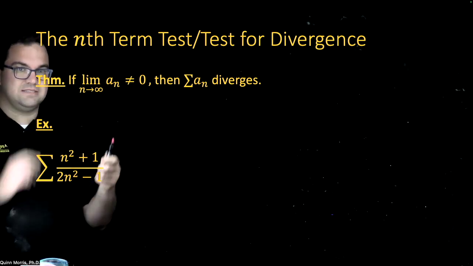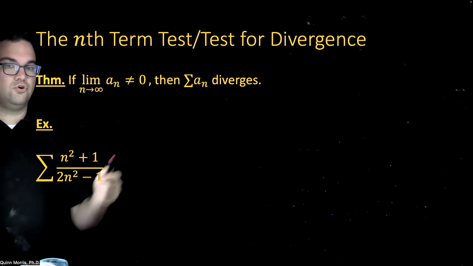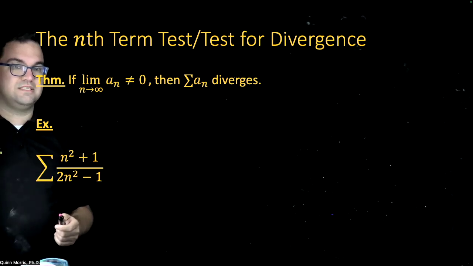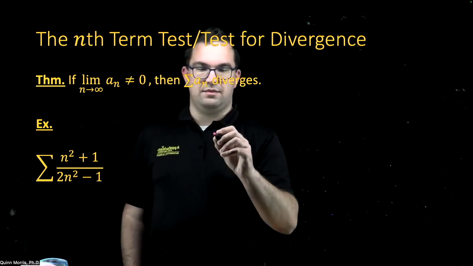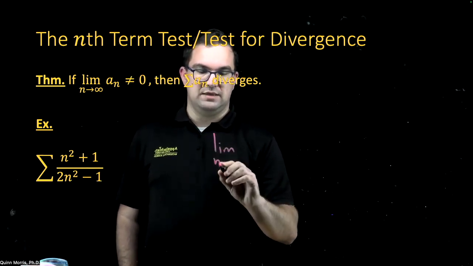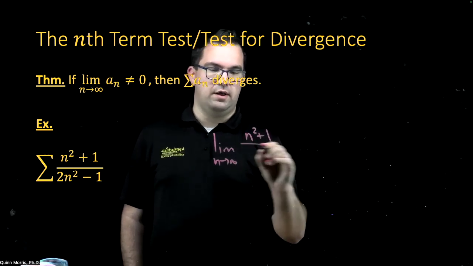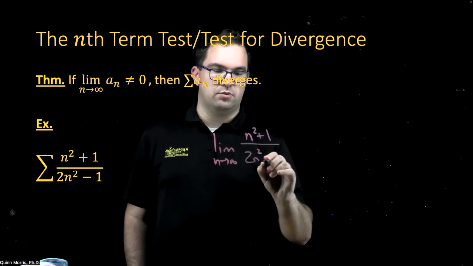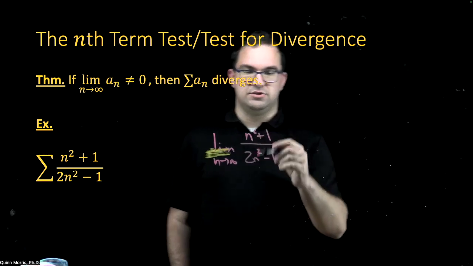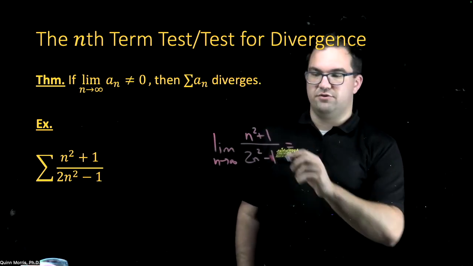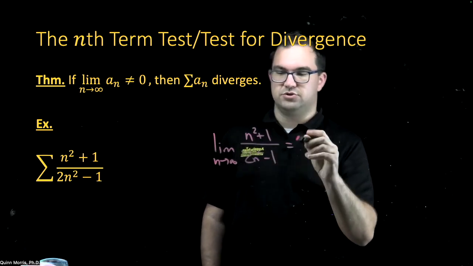Okay. So in this case, this test says if the limit of the terms is not 0, then the series diverges. So here, what I would do is I would look at the limit as n goes to infinity of n squared plus 1 over 2n squared minus 1. Now, this is a case where this is a rational expression.